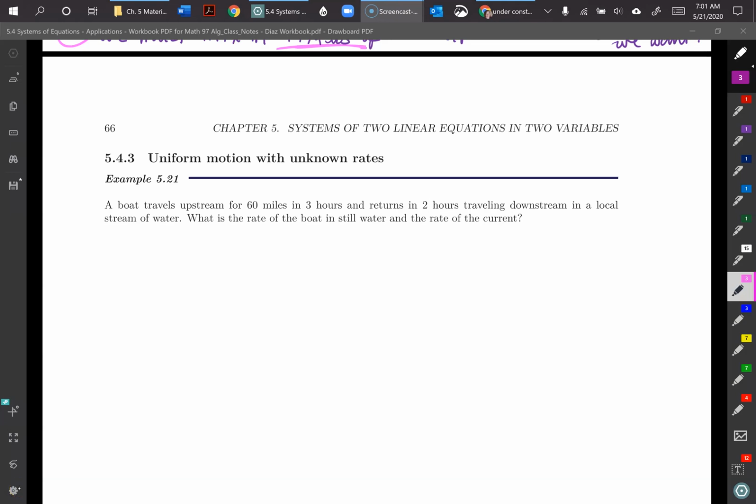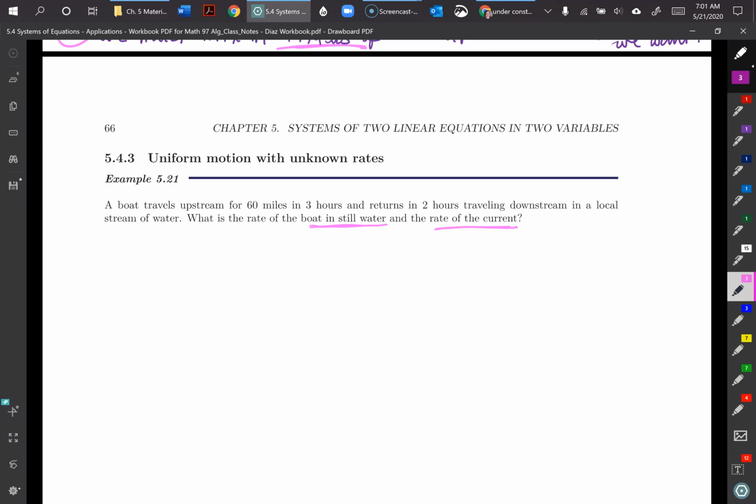Okay, page 66, uniform motion with unknown rates. Example 5.21. A boat travels upstream for 60 miles in 3 hours and returns in 2 hours, traveling downstream in a local stream of water. What is the rate of the boat in still water and the rate of the current?